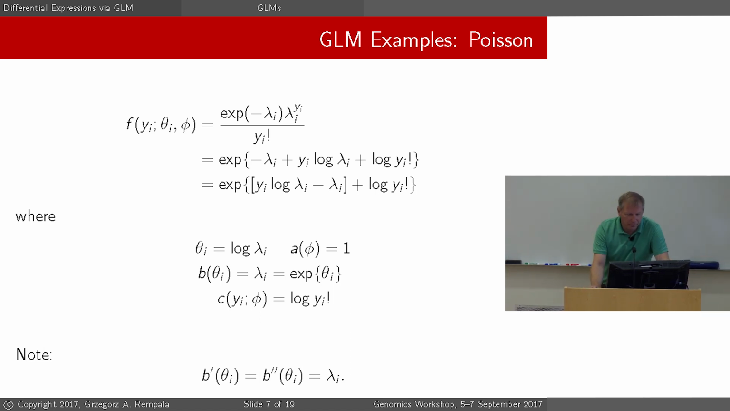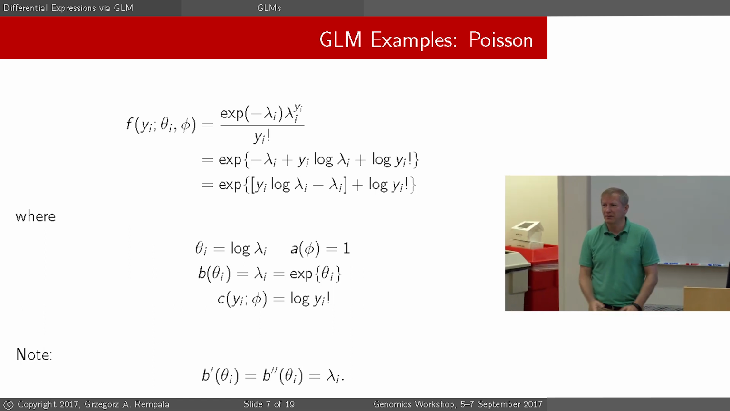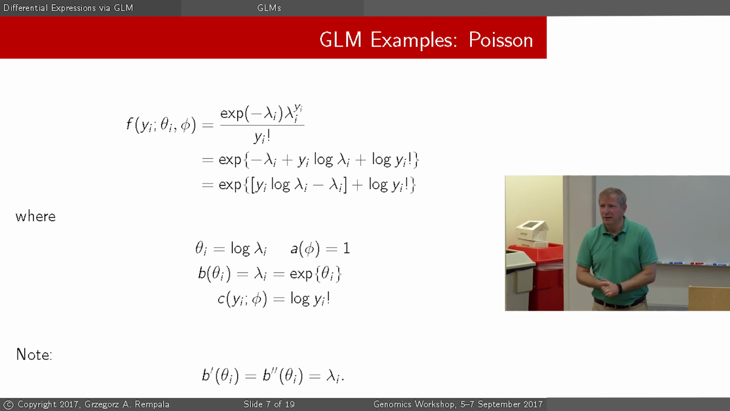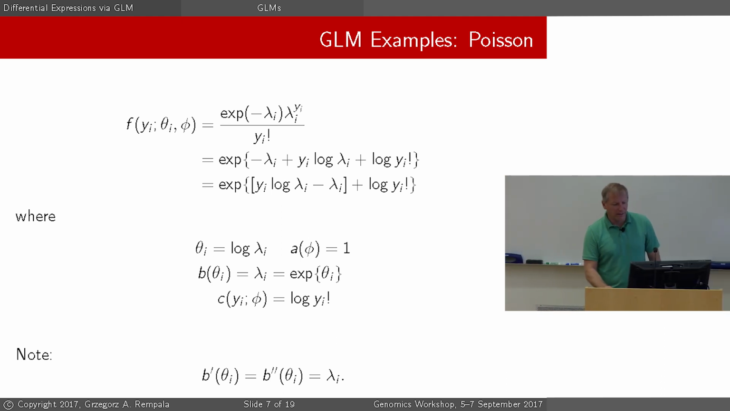And sure enough, if I take a derivative of this function b, which I basically wrote here, with respect to theta, for those of you who remember your calculus, if you take exponential function and differentiate it with respect to the argument, it's just the same function. So it means that if I differentiate twice my b function, I end up with e to the theta, but this was lambda, so it basically says that both the mean and the variance of the Poisson distribution are lambdas. And I can play these games with other examples.